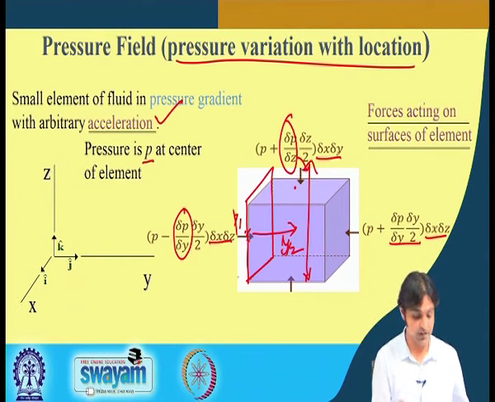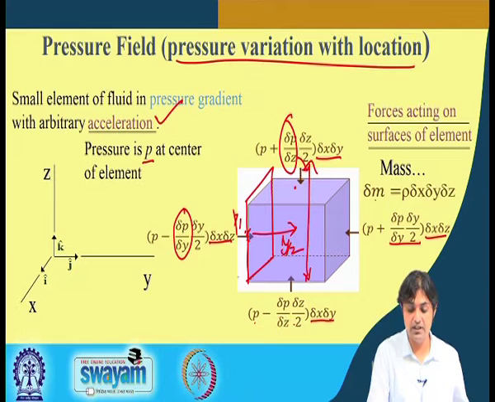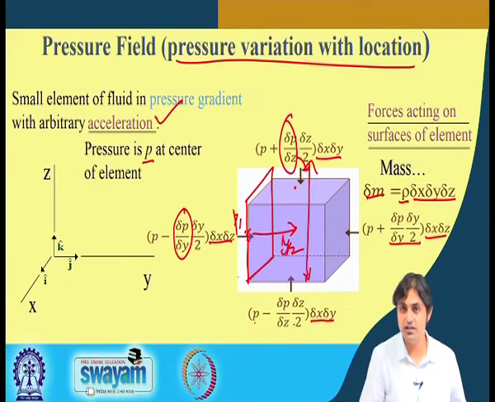This will give us a force, and similarly in this direction as well, because we have assumed that the pressure increases in the upward direction. So while going down it should decrease. It's P minus delta P by delta z into delta z by 2 multiplied by delta x into delta y. I think now you should be able to write these terms on your own. So what is the mass of the element going to be? Very simple. Delta M is going to be density multiplied by volume. Volume is very simple, delta x into delta y into delta z.